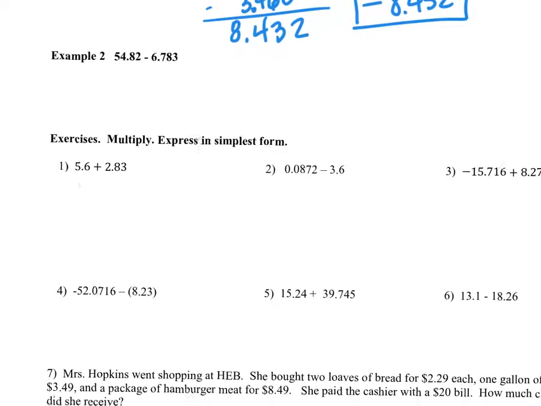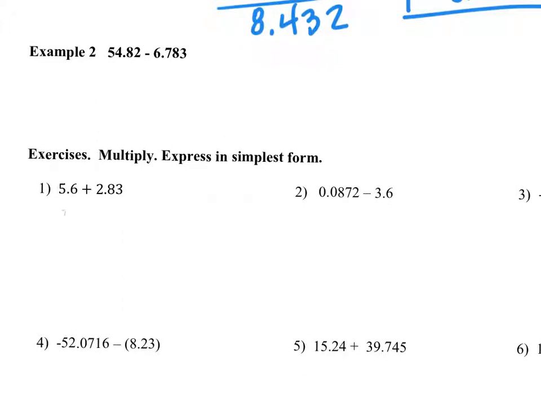Example 2 is more just of a subtraction problem. We're just going to have to line it up. So there's no negative and positive. You can take 6 from 54, so we don't need to change the sign or anything. So I'm just going to say 54.82 minus 6.783. Well, I need to put a 0 up here. And we're going to have to remember our borrowing rules. So we're going to borrow from this one and make that 10.